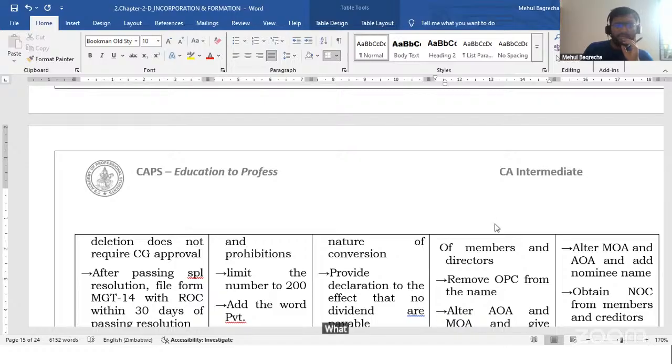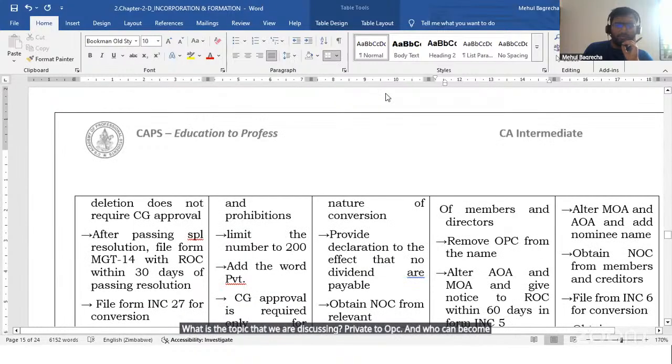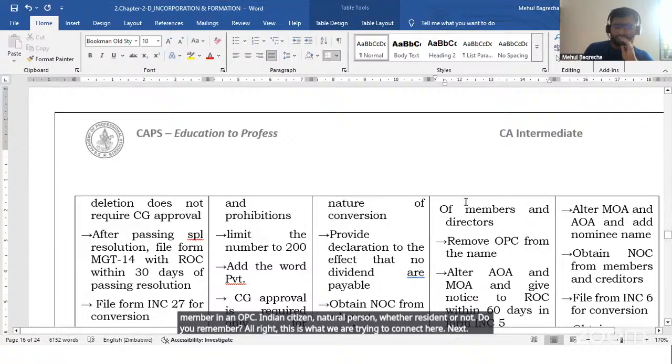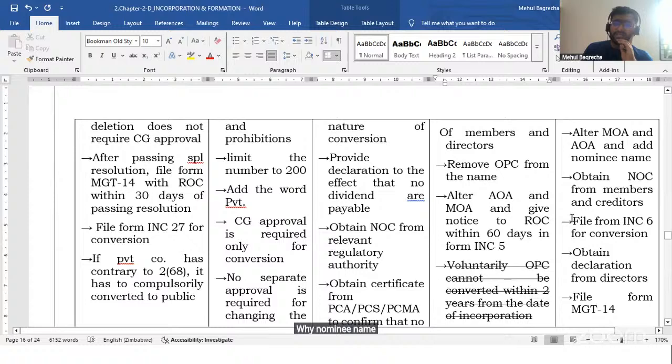What is the topic that we are discussing? Private to OPC. And who can become a member in an OPC? Indian citizen, natural person, whether resident or not. Do you remember? This is what we are trying to connect here. Next. Alter MOA and AOA and add nominee name. Why nominee name? Because I'm converting it into OPC. Next. Obtain NOC from members and creditors.